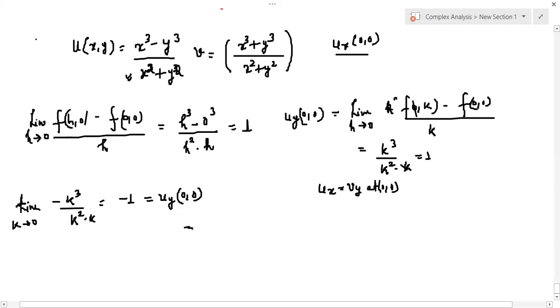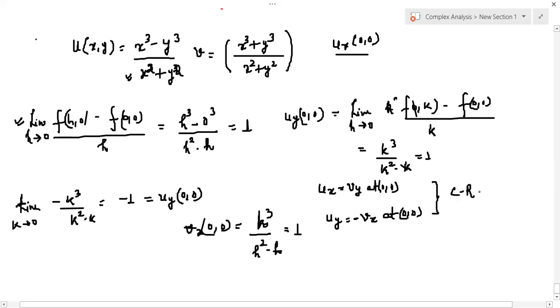And what is vx at 0, comma 0? So vx at 0, comma 0 is simply h cube upon h square into h. I hope this definition you know by now. So this is equal to 1. So clearly, uy is equal to minus of vx at 0, comma 0. So both Cauchy Riemann conditions hold true.